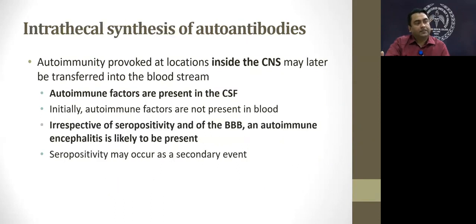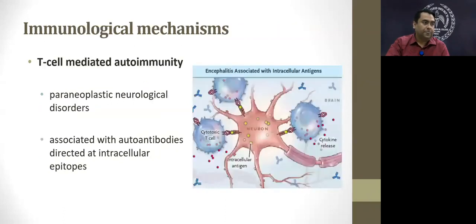On the other hand, if there's a primarily intrathecal synthesis of the autoantibodies, the disease is likely to manifest in the CSF, in the brain initially, and then may spread, depending on the breach of the blood-brain barrier, outside as well. And here, irrespective of the seropositivity or of the blood-brain barrier, autoimmune encephalitis is likely to be considered.